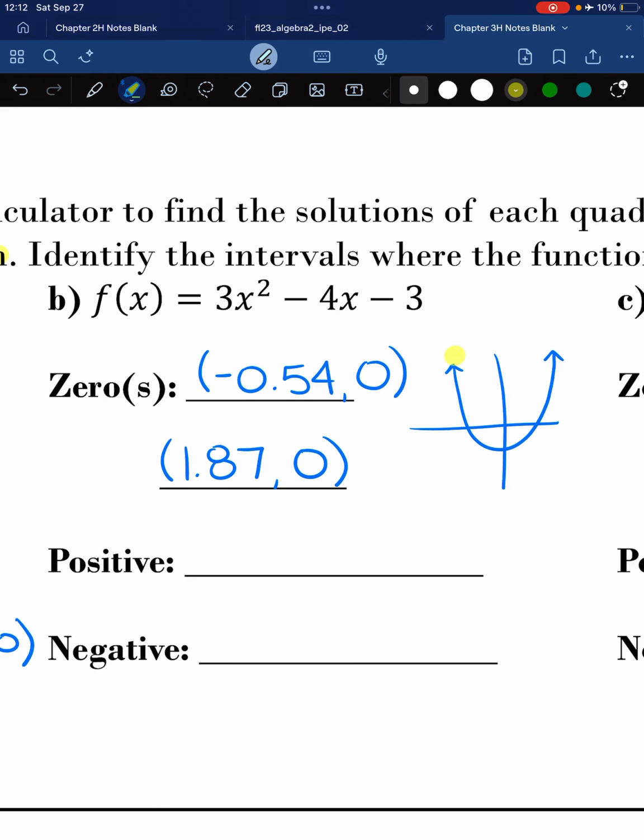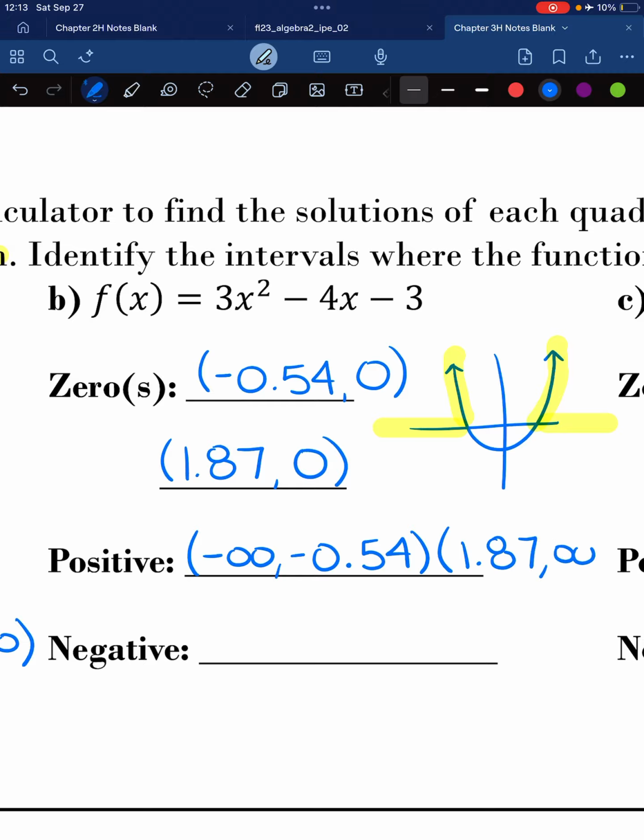So my positive intervals are going to be the two ends. That's where the y values are positive, which is going to match these x values. Okay, so that's going to be from -infinity up until that first 0. And then from that second 0 up to positive infinity. Okay, and then I am negative right in the middle there, so that's going to be those x values in the middle. So that's going to be from -0.54 to positive 1.87.